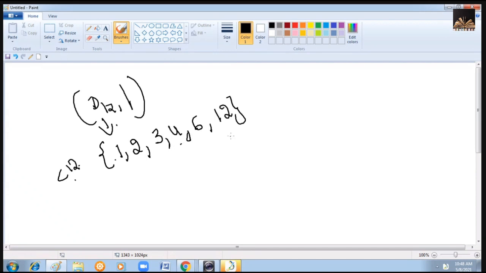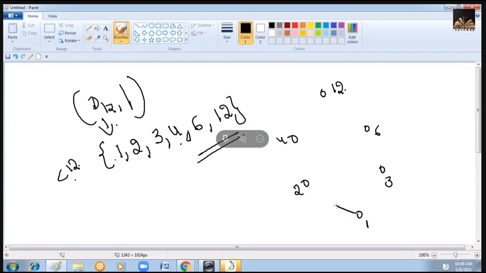So the set contains these elements, a total of 6 elements. Your hash diagram will contain 6 vertices: 1, 2, 3, 4, 6, and 12. Now try to include the edges. One is a divisor of 2.